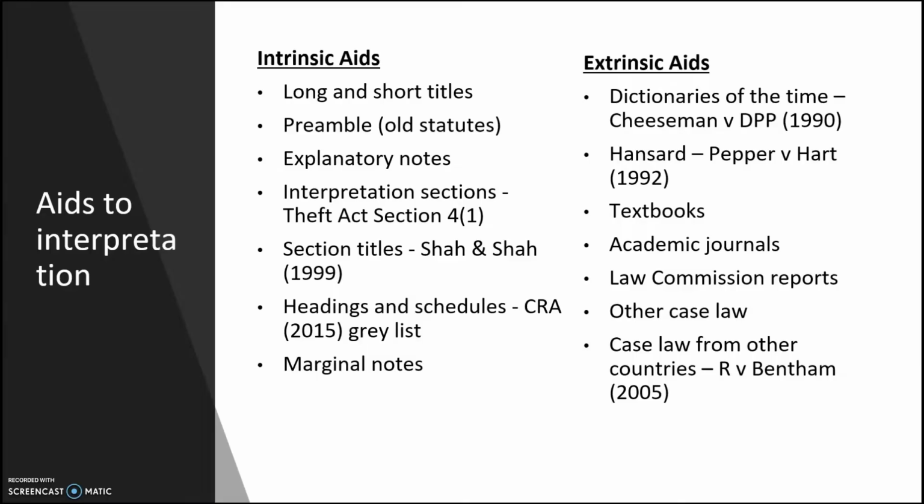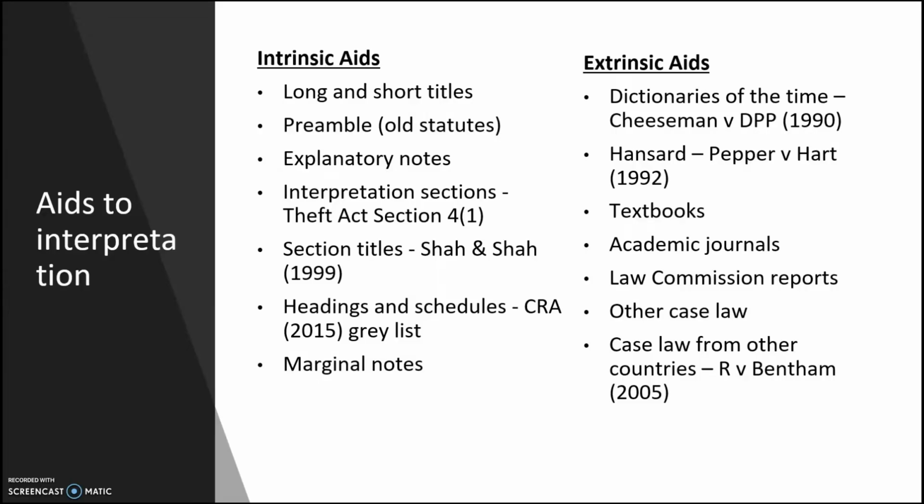If we start with intrinsic aids, you could look at the long and short titles. All laws have a short title, which most people know the statute by, but they also have a longer title which gives more of a definition as to what the law's for, or what it's really about. That might be helpful to the judge interpreting the law. The preamble, which lots of older statutes have, was a very useful bit at the beginning of statutes, which gave you a lot of context, why the law was being passed. That one was particularly relevant to the mischief rule and the purposive approach, where judges needed to know a bit more about why the law was being passed. But that no longer exists on newer statutes.